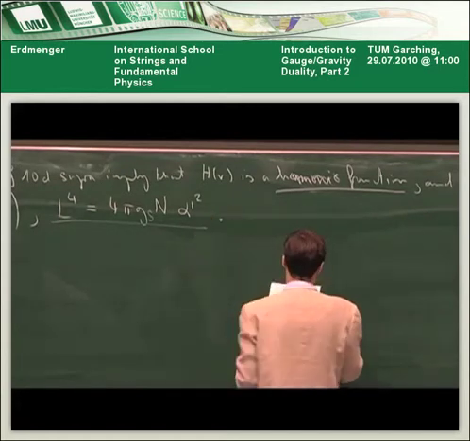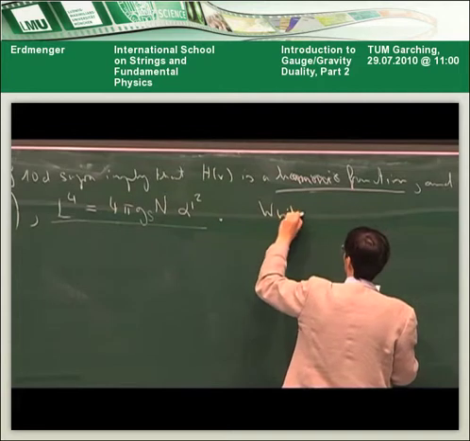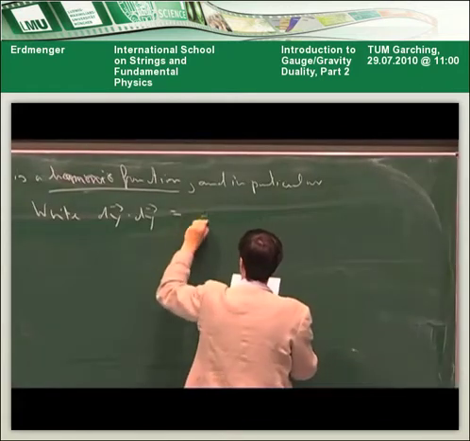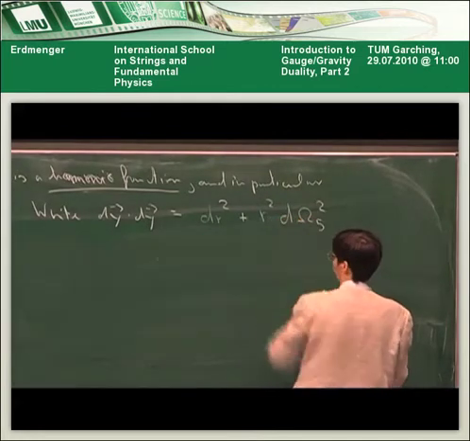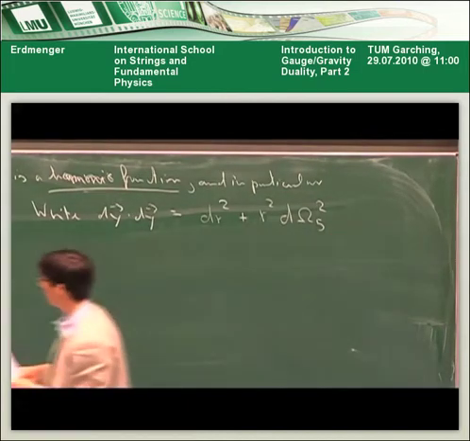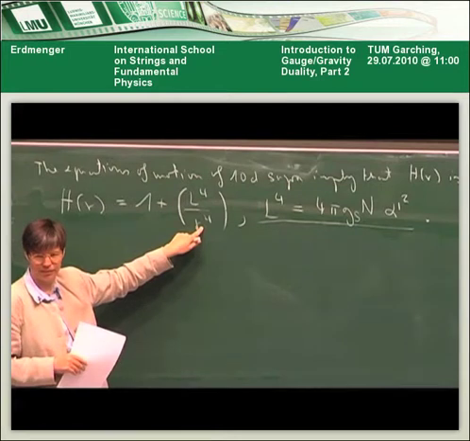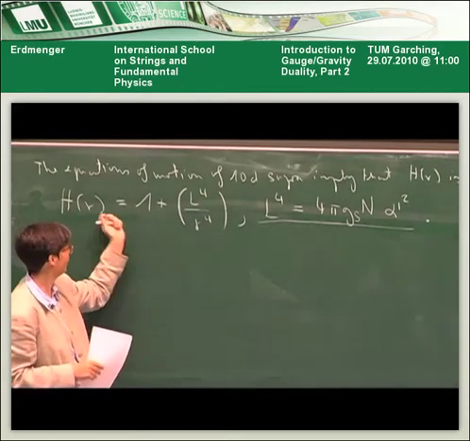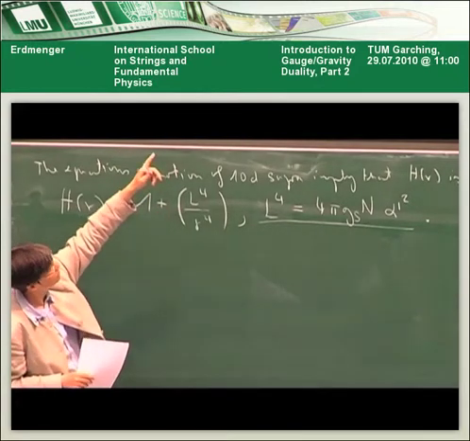And now what we can do is to introduce spherical coordinates. So now we write dy times dy equal to dr squared plus r squared d omega 5 squared. This is just introducing spherical coordinates. And now we can discuss two asymptotic cases: when r is very big and when r is very small. When r is very big, this term becomes very small, and then h is just a constant. If h is a constant, then we just have 10-dimensional flat space.